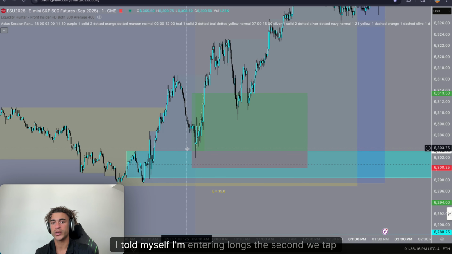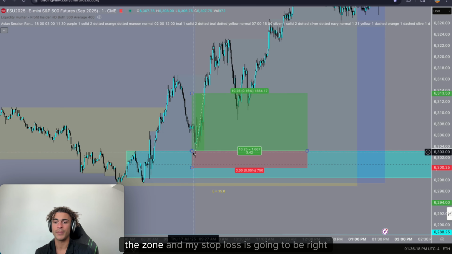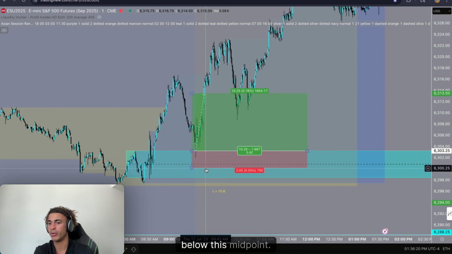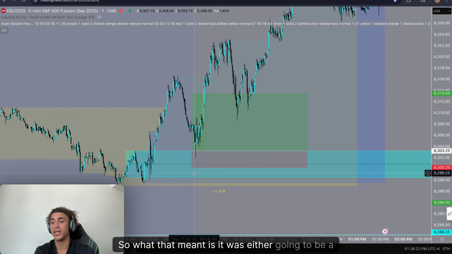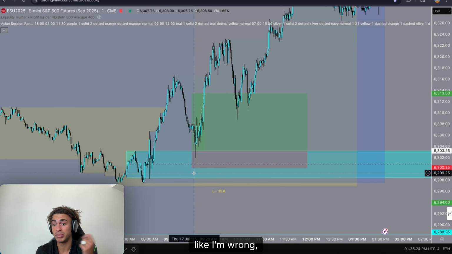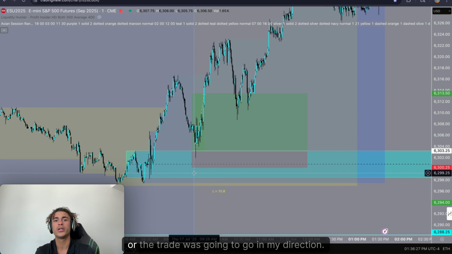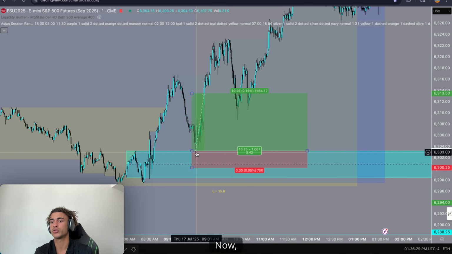I told myself I'm entering longs the second we tap the zone, and my stop loss is going to be right below this midpoint. So what that meant is it was either going to be a quick stop out, like I'm wrong, boom, lose money really quickly, or the trade was going to go in my direction. Now, the trade did go in my direction. I didn't catch the whole move, but made $5,200.